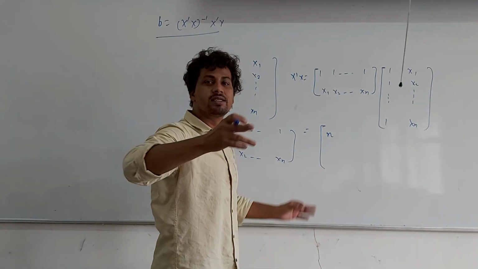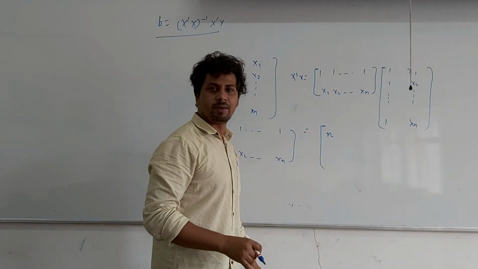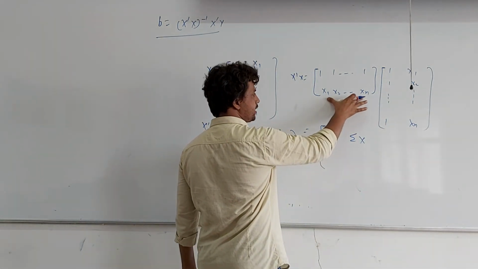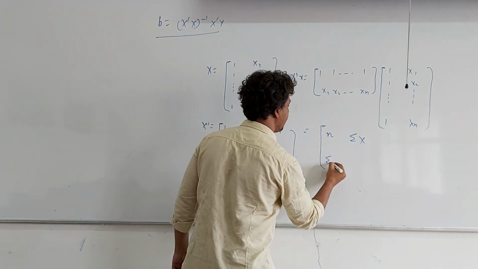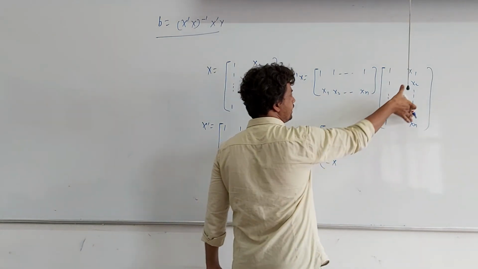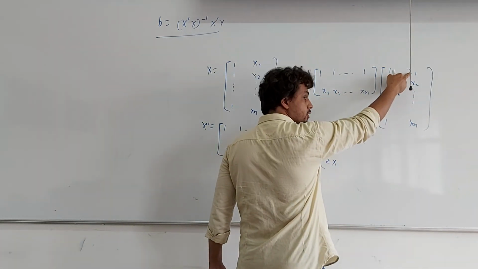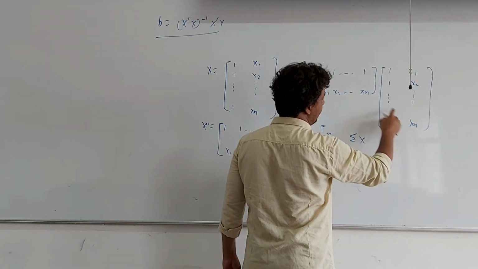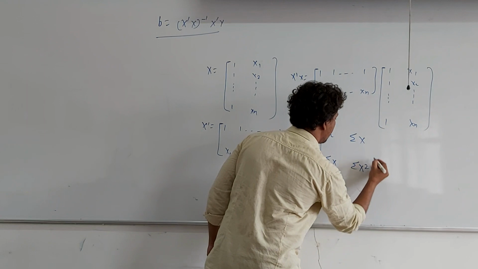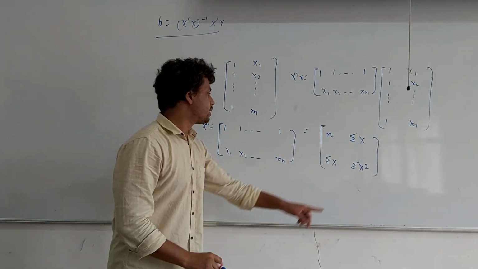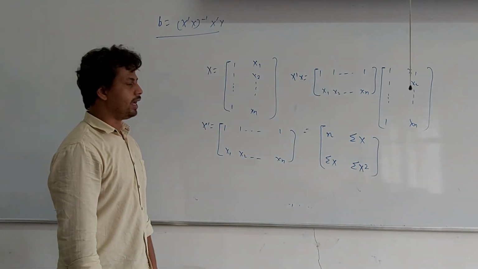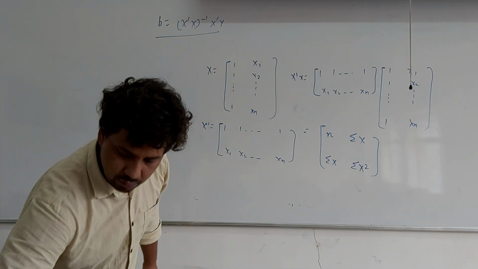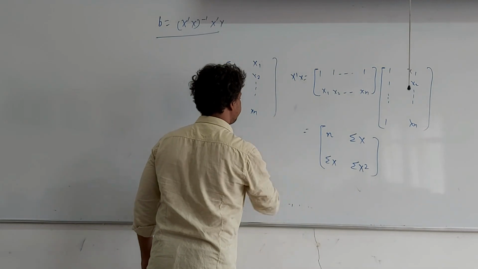So x1 plus x2 plus x3 till xn is nothing but the sum of all the values of the explanatory variable, so I can write it as summation x. Similarly, second row, first column will give you summation x. And second row, second column will give you x1 times x1, x1 square, x2 square, and so on till xn square, so it is summation x square. So X transpose X is nothing but n, summation x, summation x, summation x square. Okay? So please remember this.